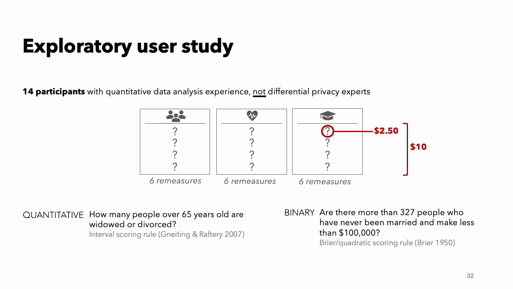For binary, are there more than 327 people who have never been married and make less than $100,000? Participants provided answers in terms of the probability they believed the true answer was yes. That is, the answer based on the unnoised data. So how did participants do?